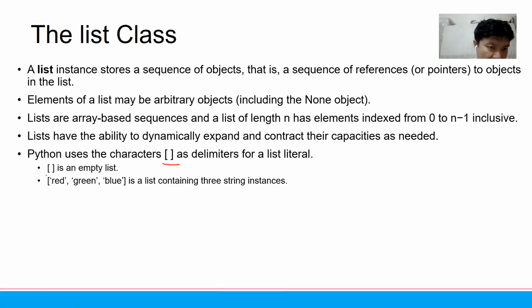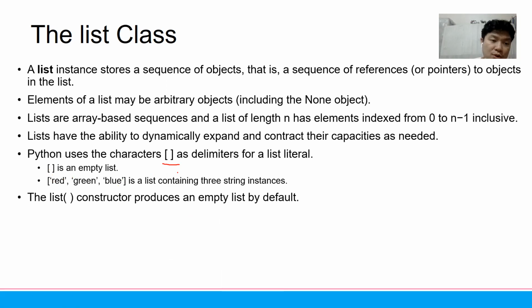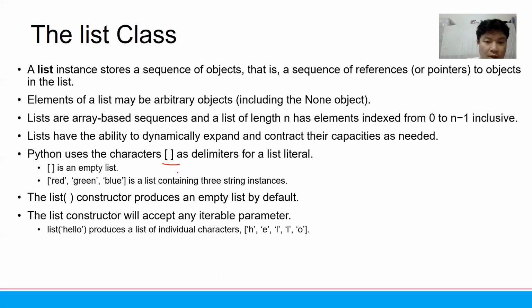The list will be empty if you put nothing inside. But if you put three objects, for example red, green, and blue as strings, it is a list containing 3 string instances. If you use list with nothing, it is an empty list by default. If you put a string inside the list, it takes it as an iterable parameter, so the characters will be individualized. For example, list hello will distinguish the word into H, E, L, L, and O.